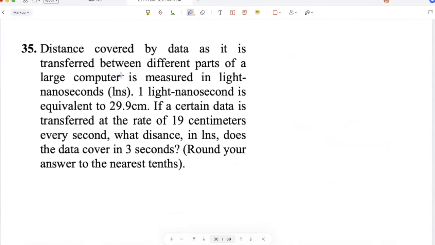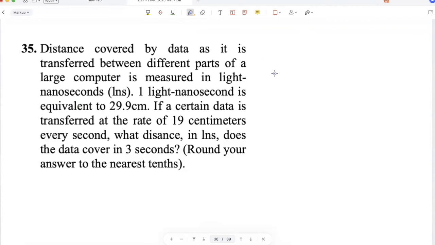Okay. Distance covered by data as it is transferred between different parts of a large computer is measured in light nanoseconds. 1 light nanosecond is equivalent to 29.9 centimeters. If a certain data is transferred at the rate of 19 centimeters every second, what distance in light nanoseconds does the data cover in 3 seconds?